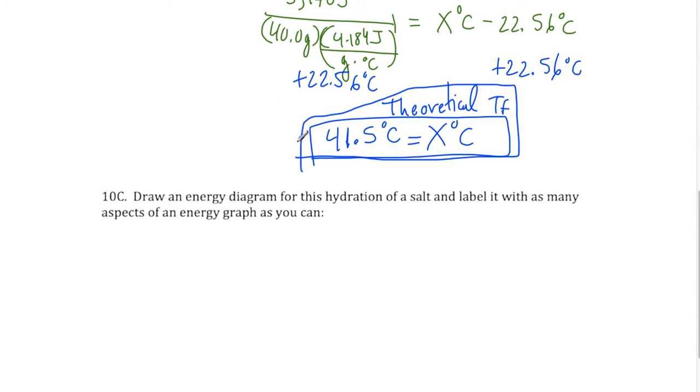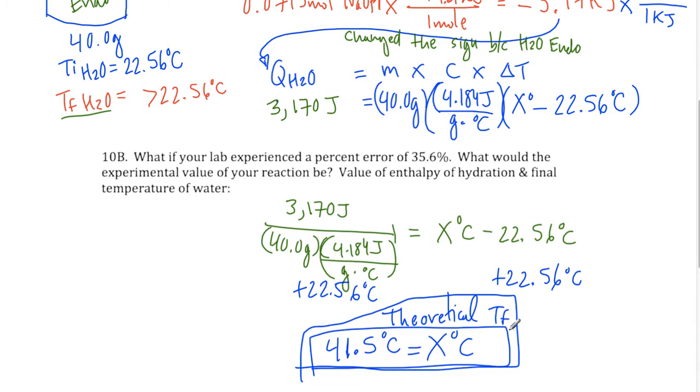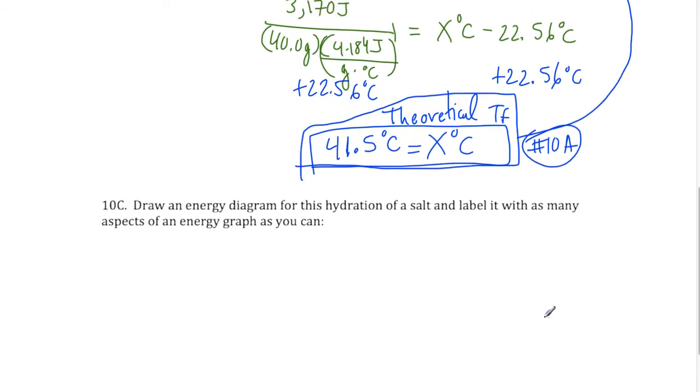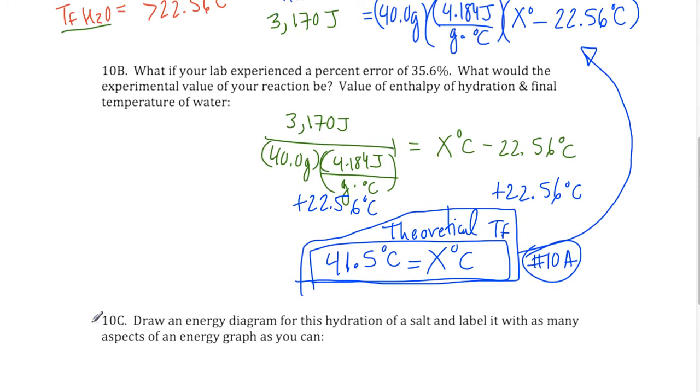All right. Now what I'm going to do is I'm just going to put an arrow up here. This is 10A. That's for number 10A. Now, I'm going to answer 10C right here. And we're going to answer 10B down below, because 10B is a bit hard. And we're going to try to answer that one down below. So 10C is not too hard.